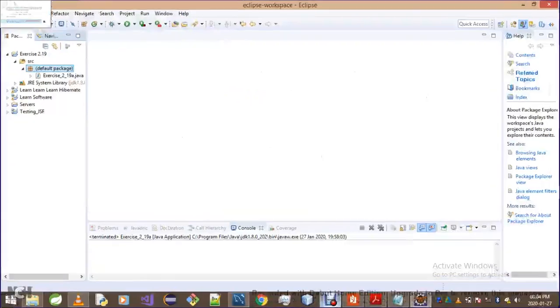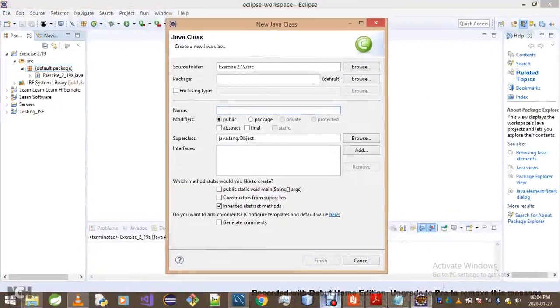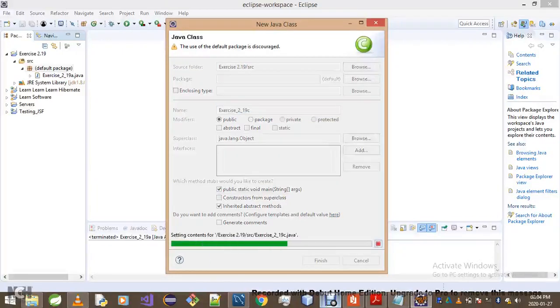Let's get on to our IDE now and create a class. We simply call that class exercise 2.19C. We hit this checkbox.